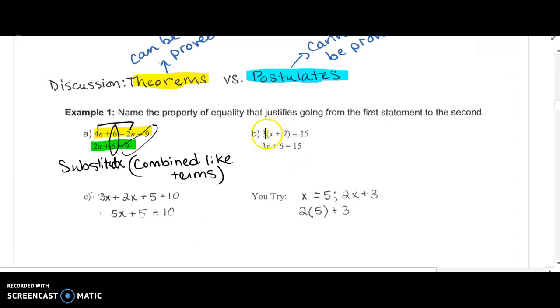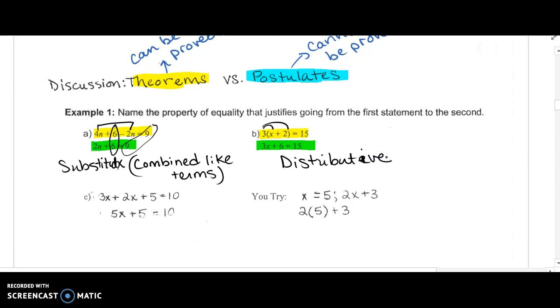All right, part B, here we go. We've got 3 on the outside of the parentheses. In the second line, 3 is not outside the parentheses. It looks like perhaps they used the distributive property to distribute that 3 to both the x and the 2. It's actually distributive. There we go.